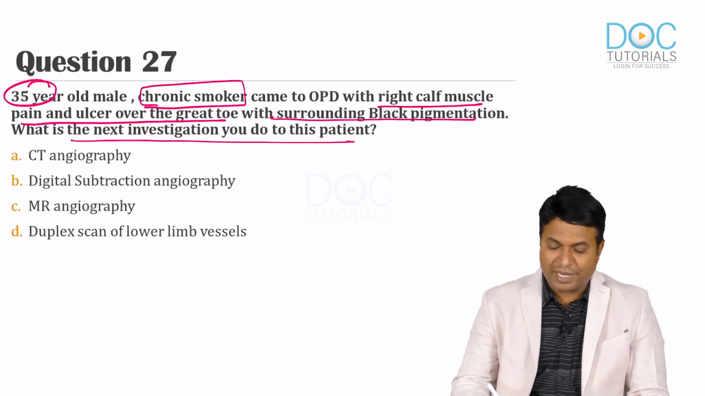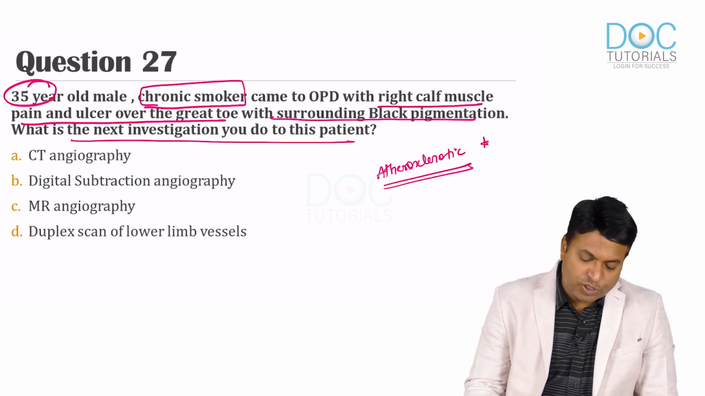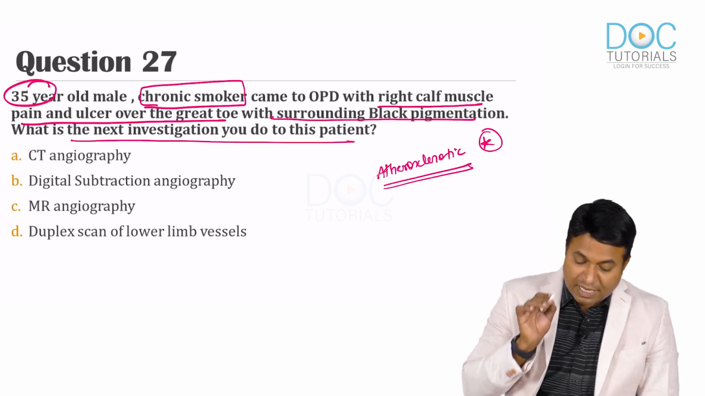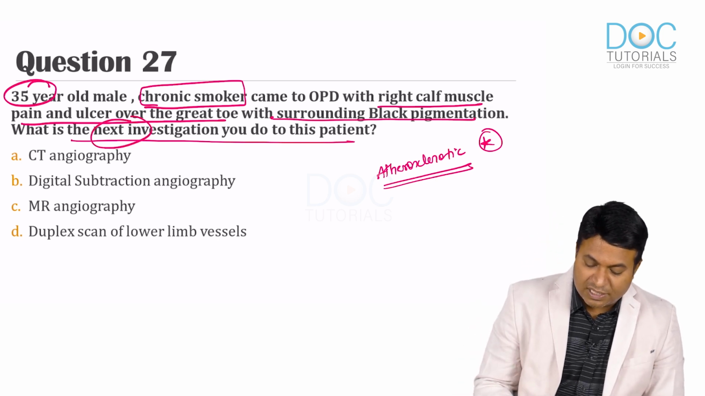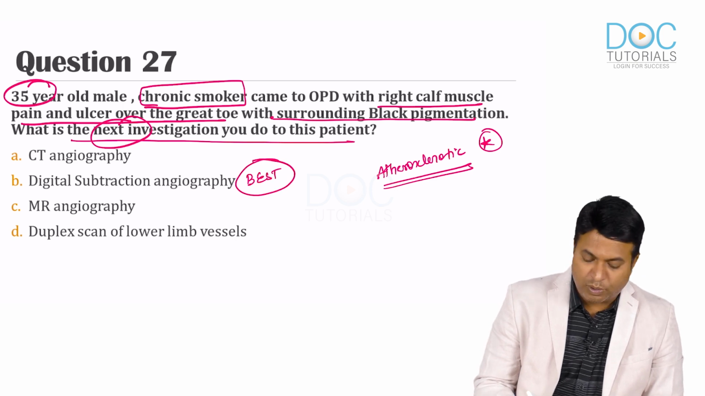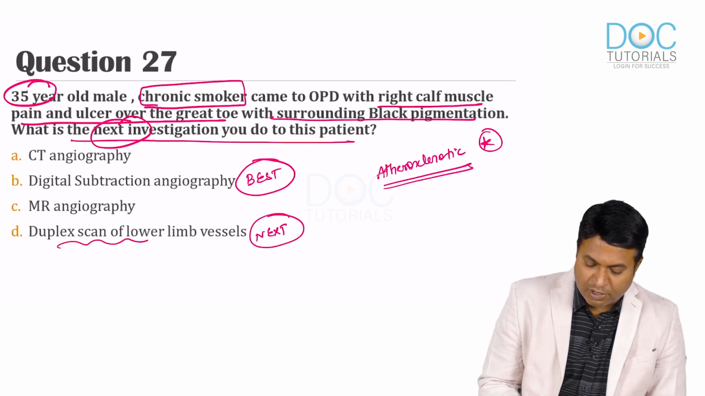So this patient looks like an atherosclerotic disease, or he may even be a thromboangiitis obliterans. Let us assume the common disease, atherosclerotic disease with a gangrene of the limb. So which is the next investigation? The question is asking next, not the best. If they ask me the best, I would have gone for digital subtraction angiography. The next will be always a non-invasive one, that is duplex scan of lower limbs.